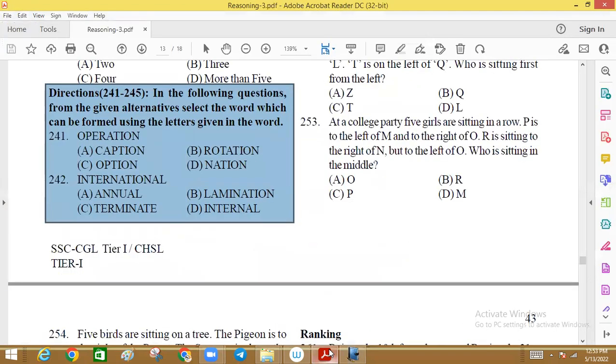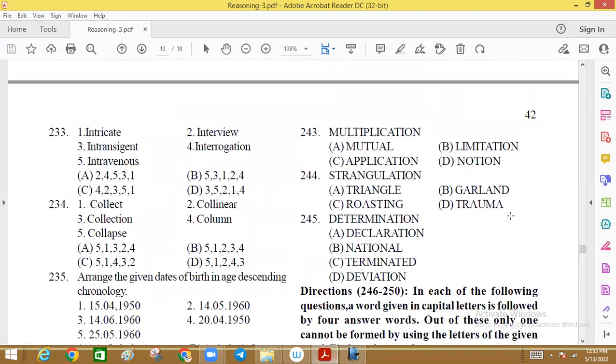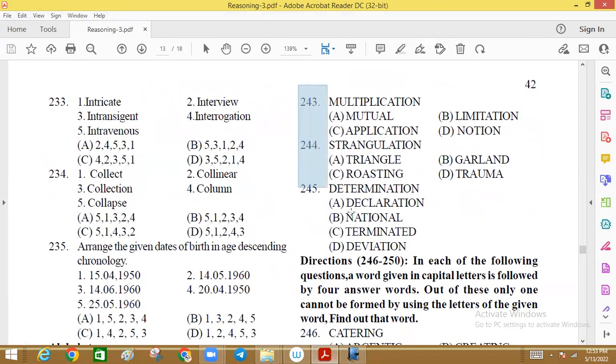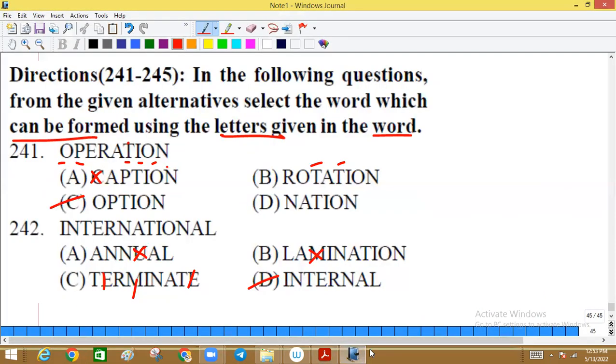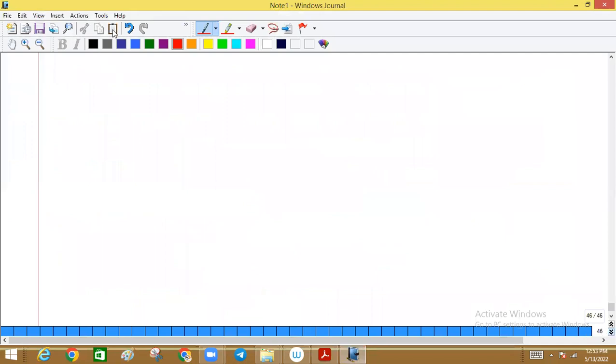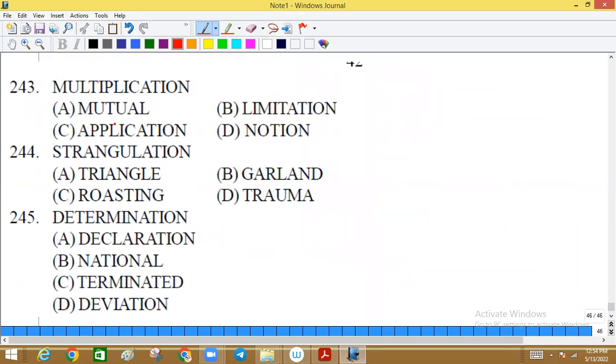Now, next question. Same type of questions. Let's practice them. Whenever you see these kinds of questions, don't take more than 30 seconds in the exam. Okay? Try to wind up as fast as you can. Yes, 243. Which can be formed? MUTUAL, because 2 U's not possible. LIMITATION possible, yes or no? Yes, because APPLICATION has 2 P's, NOTATION has 2 O's, not possible.